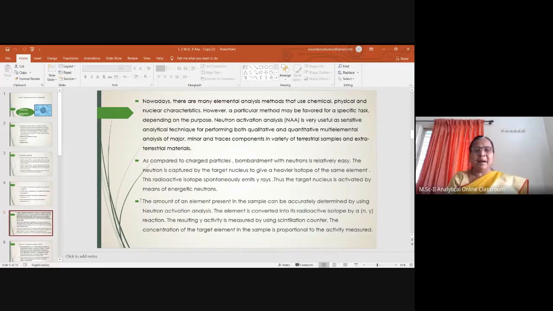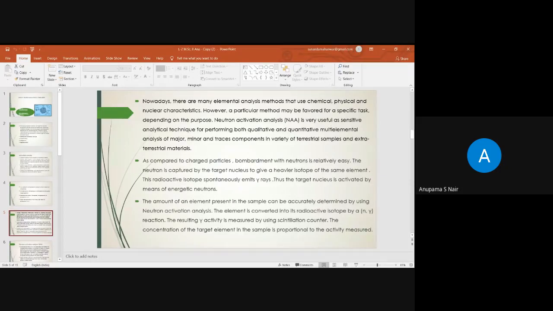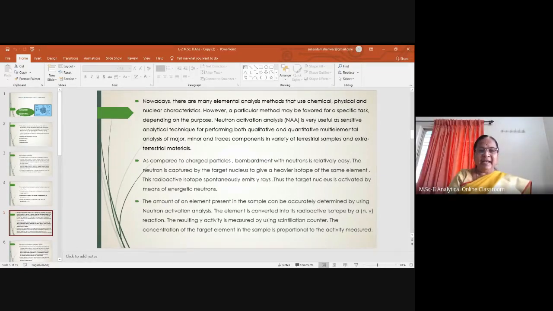काय सांगितलं मी आता? The amount of an element present in the sample can be accurately determined by using neutron activation analysis. म्हणजे that is quantitative analysis. The element is converted into its radioactive isotope by a N gamma reaction. What is the meaning of N comma gamma reaction? ब्रॅकेटमध्ये एन गॅमा रिॲक्शन लिहिलेलं आहे. काय त्याचा अर्थ? Neutron is captured, gamma is emitted. Good.